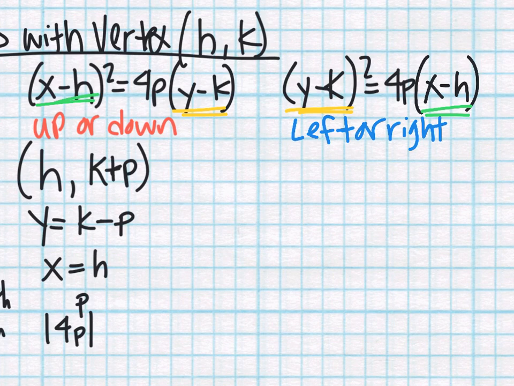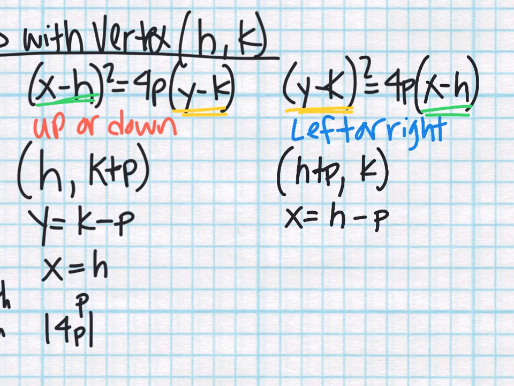So what are the coordinates for the focus of this one? It's going to be (h + p, k). What is the directrix? The formula for the line of the directrix is going to be x = h - p. The axis is going to be y = k. And our focal length again is p, and our focal width is the absolute value of 4p.